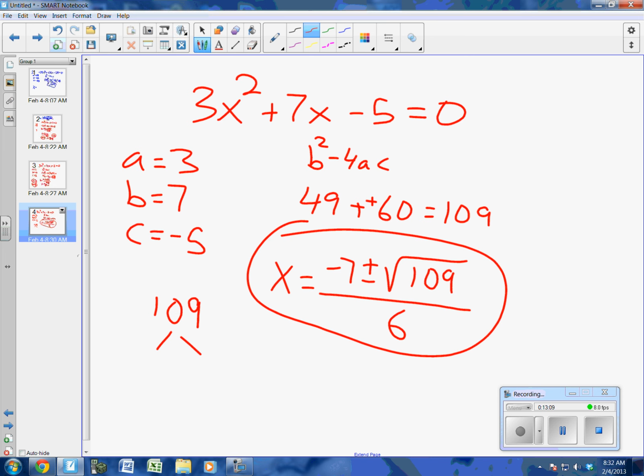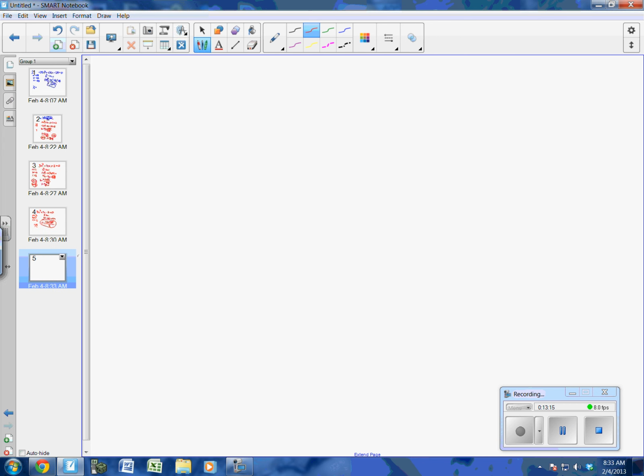Okay. What if it's 0? What if that was a 0? Let's make one up, you guys. What if you had an equation that came out to be this? Let's say you had a problem that came out to be like that: 5 plus or minus the square root of 0 over 8. Well, what is the square root of 0?